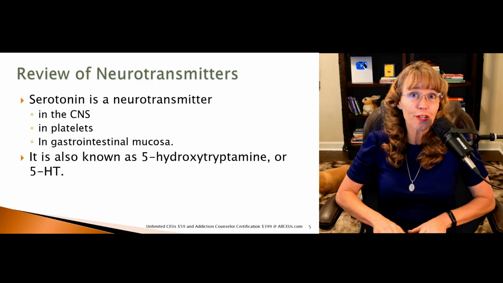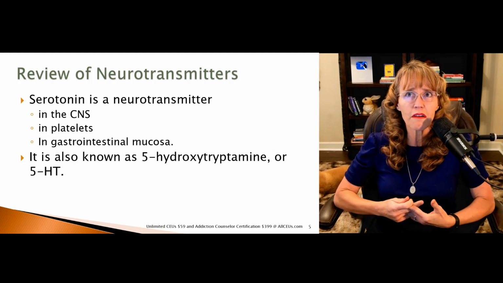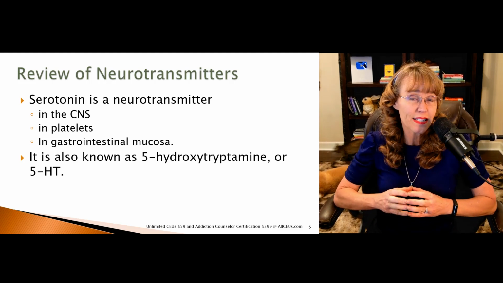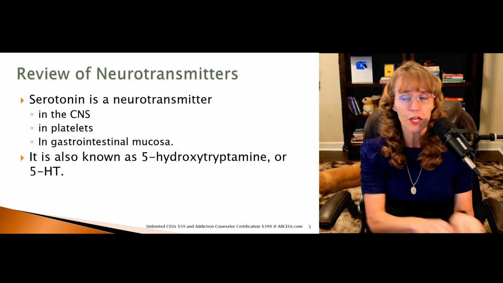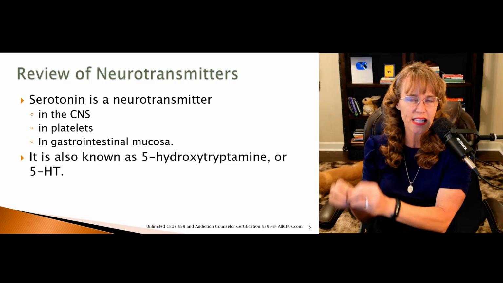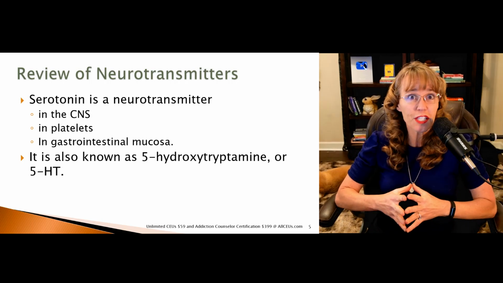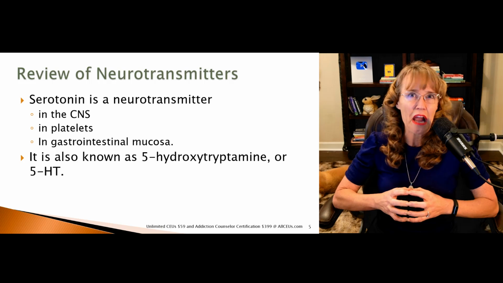Serotonin is another neurotransmitter. It's the one we typically think of in terms of people who are depressed. If they have too little serotonin, they feel symptoms of depression. Too much serotonin, they feel symptoms of anxiety. That is grossly oversimplified. Serotonin has its grimy little mitts involved in everything.